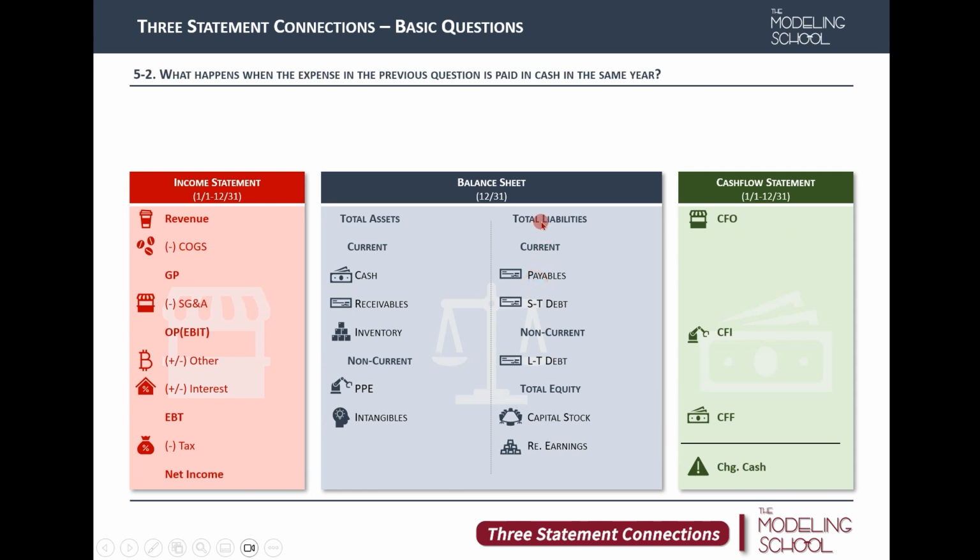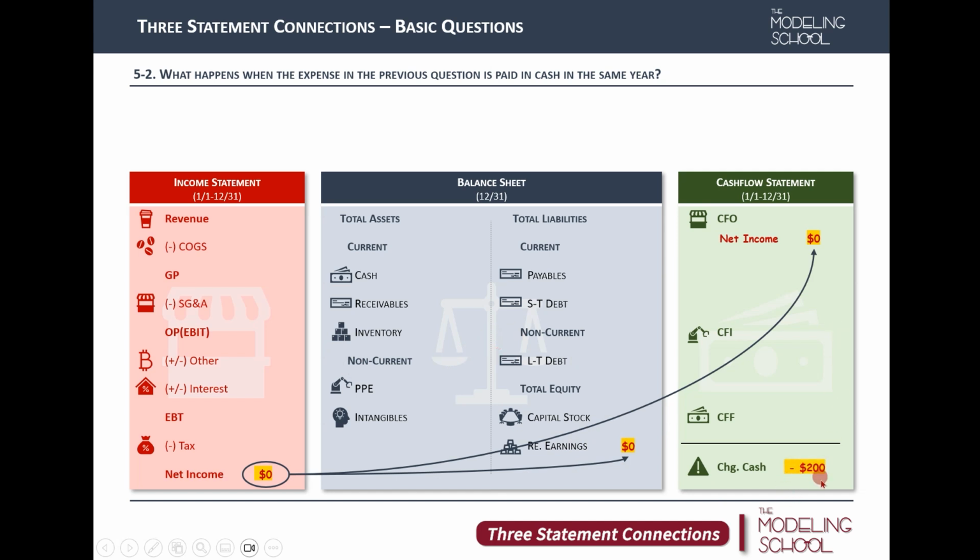The next year, when the cash has actually been paid to the employees, everything goes the opposite. Nothing is going to be happening in the income statement because we have already recognized expenses last year. So we're going to start from 0 and no changes to retained earnings. However, $200 worth cash outflow is going to happen. So we have to make adjustments.